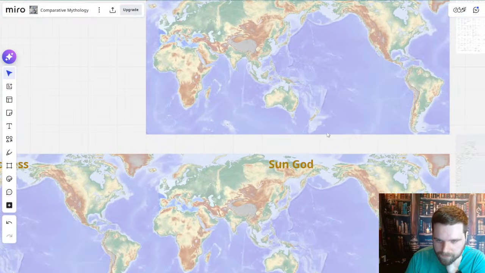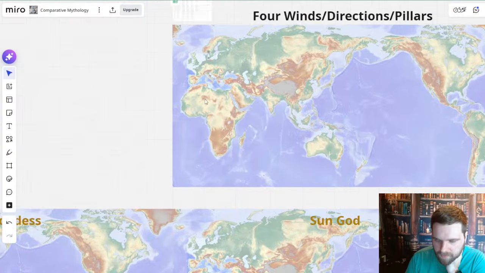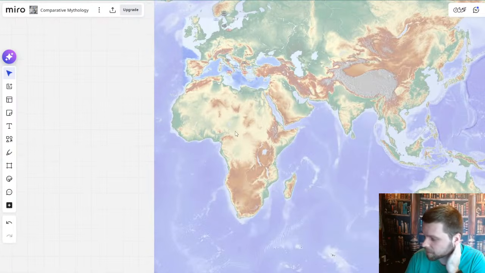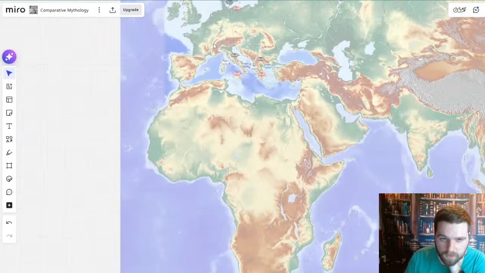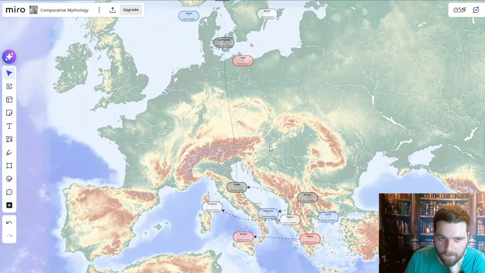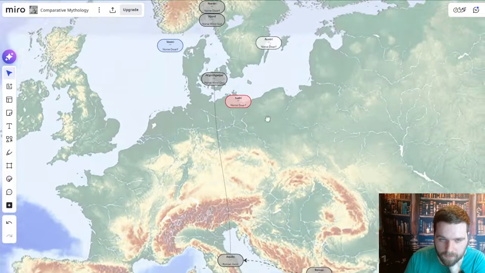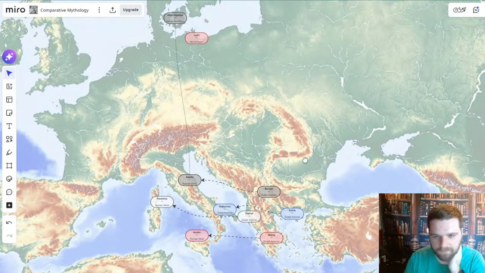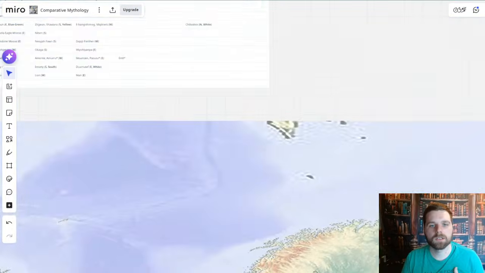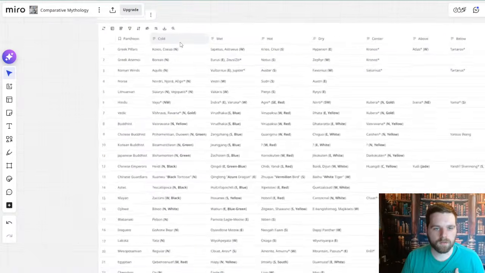I cut out Antarctica from my map because there's no mythologies to map on Antarctica, unfortunately. I mean, there just aren't. Some people might think they are, but I would not say so. All right, moving on.